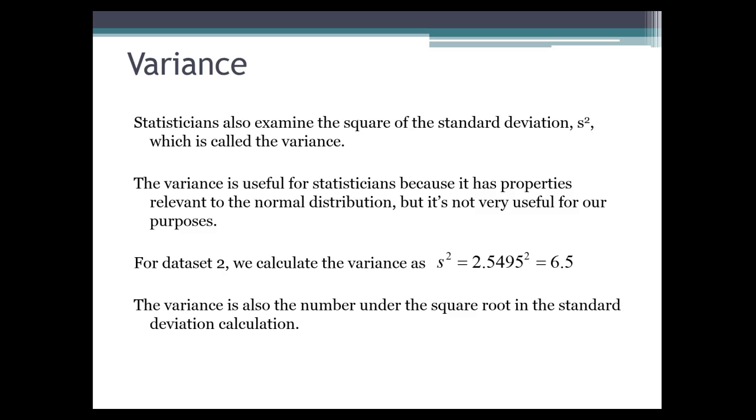So the variance comes up also from time to time, and I want to make sure we've talked about that briefly. The variance is just the square of the standard deviation. It doesn't really matter to us, but statisticians like it because it has to do with the normal distribution. So you may see this in your book, so I just wanted to mention. You can get the variance by just squaring the standard deviation.